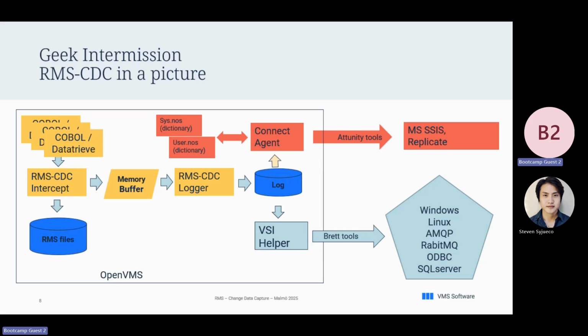CDC, let me give you that picture I suggested. What it's going to do is you have your basic COBOL data tree DCL-C application. We will intercept any and every RMS call you make, pass it through to RMS to do the work. And then as we intercept the call, we will determine whether it's an interesting call and has interesting data, grab that interesting data, stick it into a memory buffer. So we will not slow your process down for IO. Then there is a dedicated process that empties the memory buffer into a file.